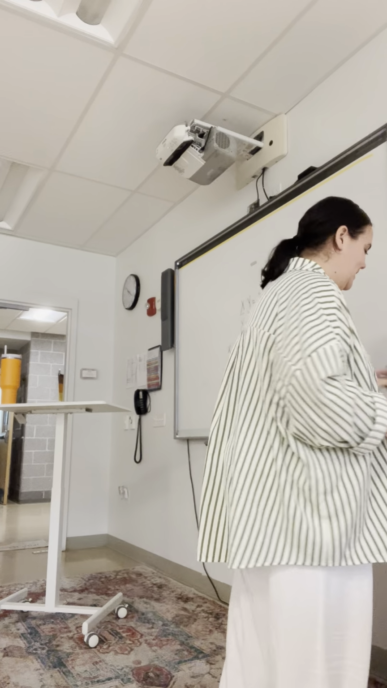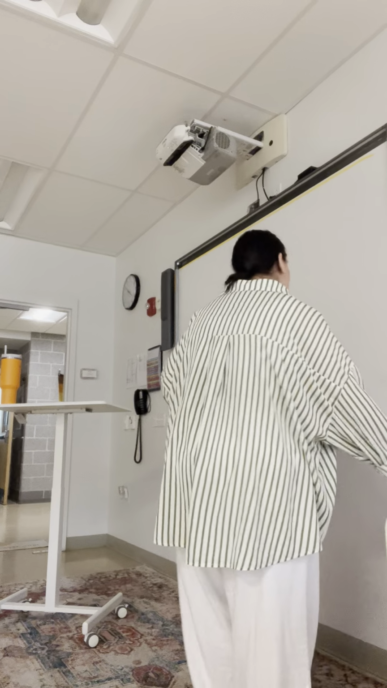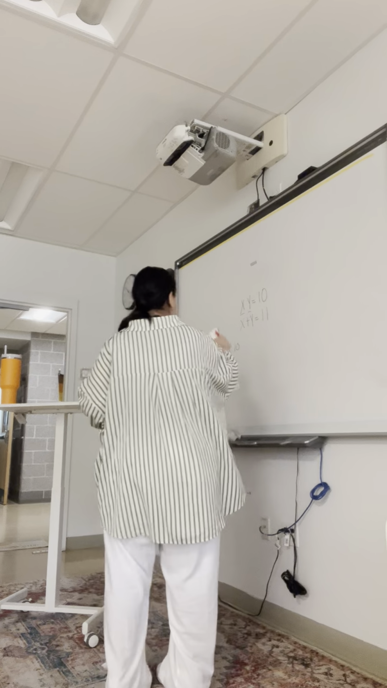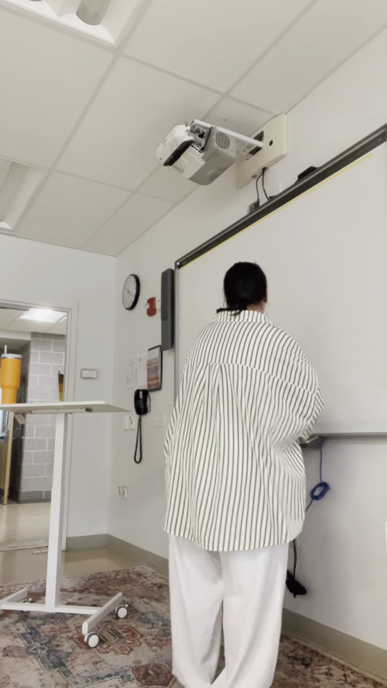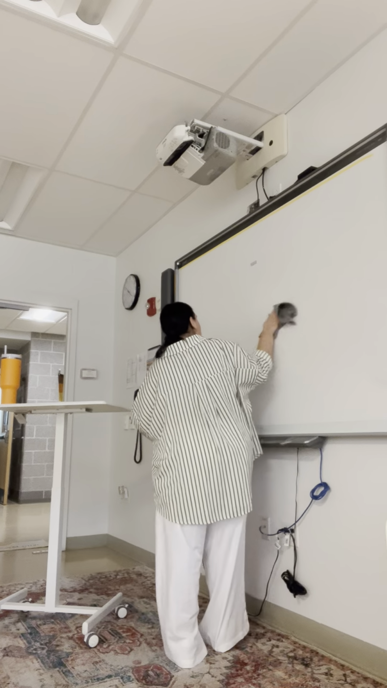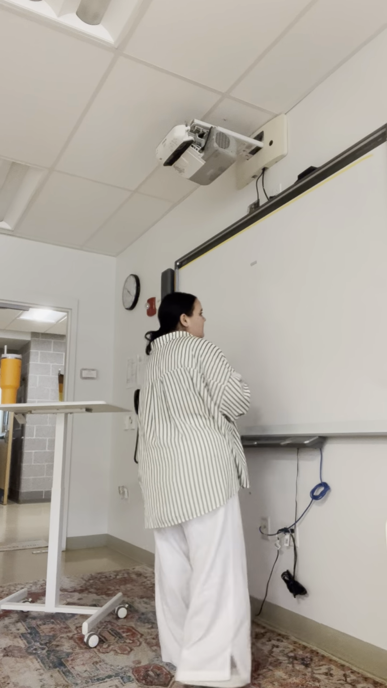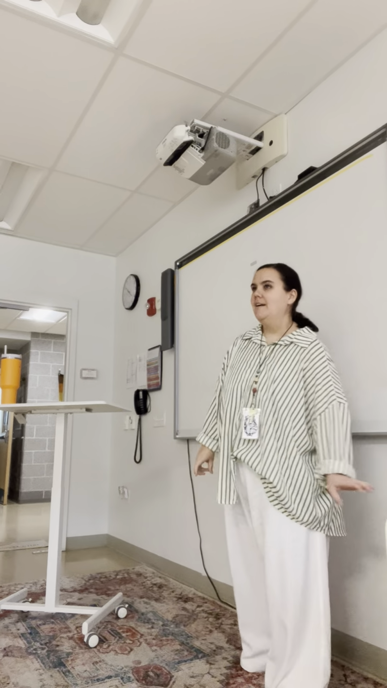Will you turn on the board for me, friend? All right, so last week we talked about the Pythagorean theorem. Anyone remember what the theorem is? A squared plus b squared equals c squared. And what kind of triangles?